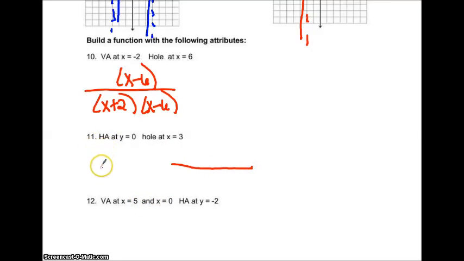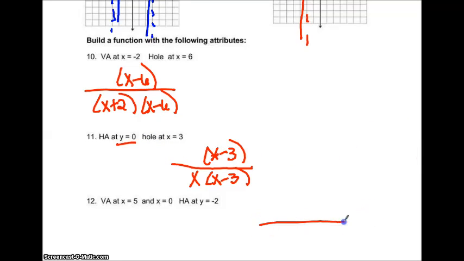Number 11 has a horizontal asymptote. Save that for last. We have a hole at x equals 3. That means x minus 3 on the top and on the bottom. Now, to have a horizontal asymptote, it's specifically at y equals 0. When you have it at y equals 0, that means the denominator is bigger. Well, I just have an x on the top and the bottom. I've got to throw another x down here so that I would have an x squared. It doesn't affect my hole at all, but it gives me the horizontal asymptote that was required.